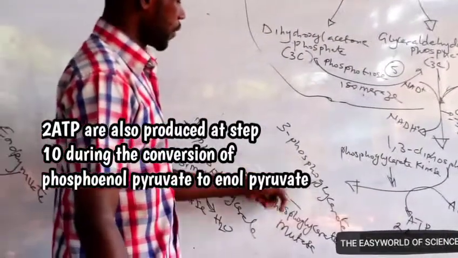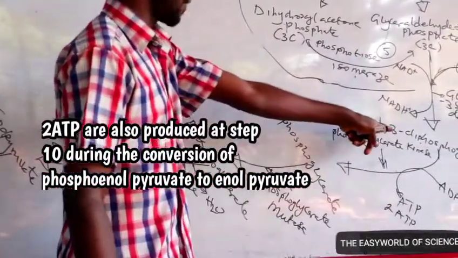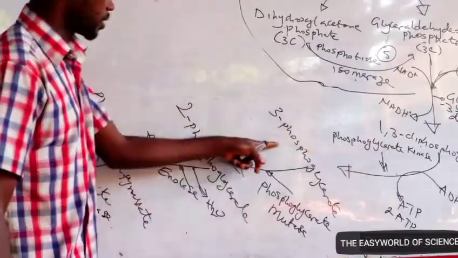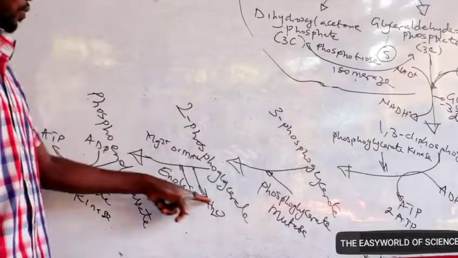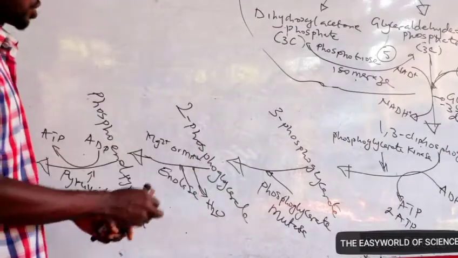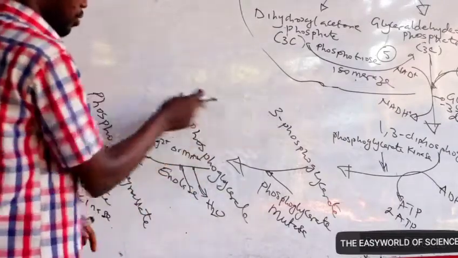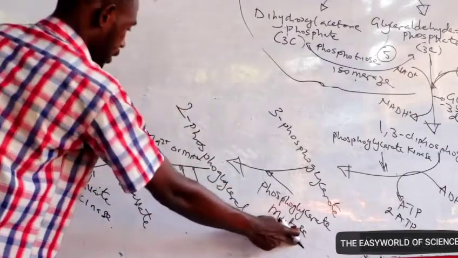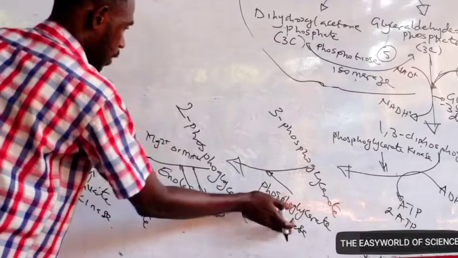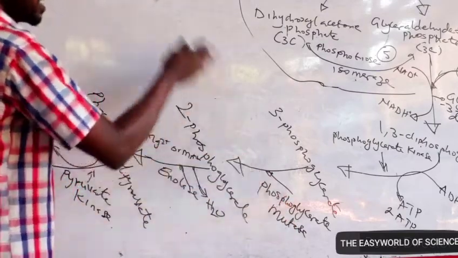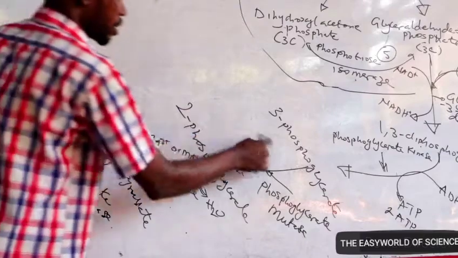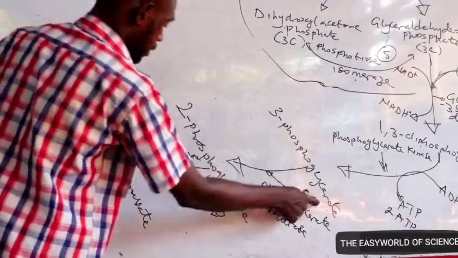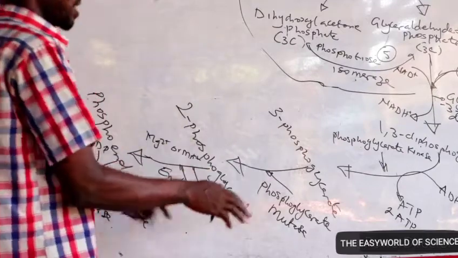Now, 3-phosphoglycerate is gotten from 1,3-diphosphoglycerate by the enzyme phosphoglycerate kinase. Then 3-phosphoglycerate is converted to 2-phosphoglycerate. This is a kind of isomerization, changing the phosphate group from carbon number 3 to carbon number 2. Then the enzyme is phosphoglycerate mutase, a kind of isomerase. This is another isomerization. At least we have 3 isomerizations in the glycolytic pathway, changing 3-phosphoglycerate to 2-phosphoglycerate.